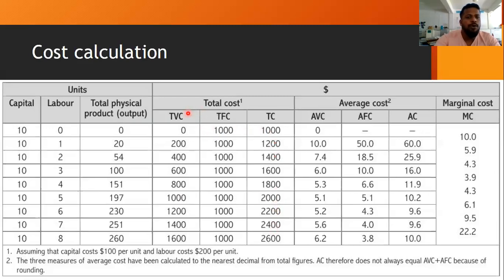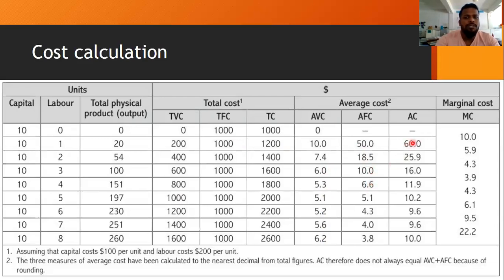When output is 0, we still have the fixed cost, so total cost is 1000. Then we calculate the average variable cost, which is total variable cost divided by number of units. So average variable cost is 0, then 10, 7.4, 6.0, 5.3, 5.1, 5.2, 5.6, then 6.2. Average fixed cost means total fixed cost divided by number of units, calculated here as 50, 18.5, 10, and 6.6.